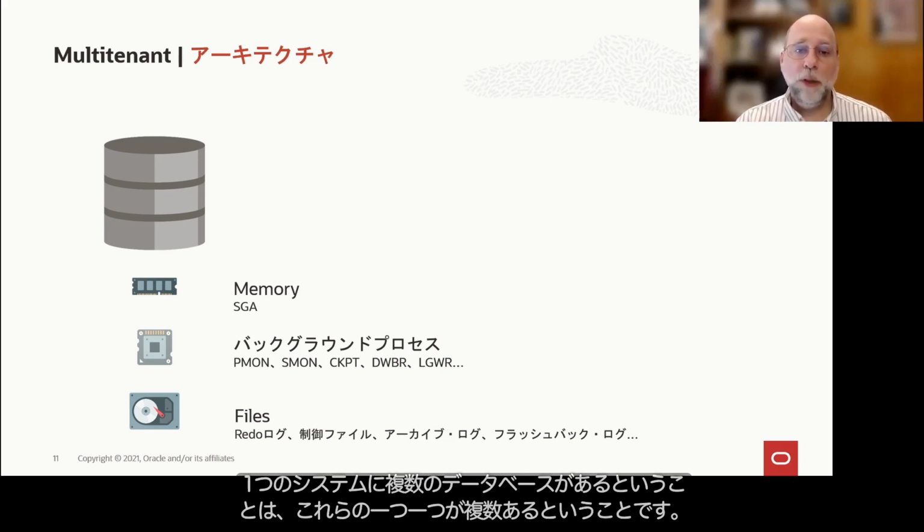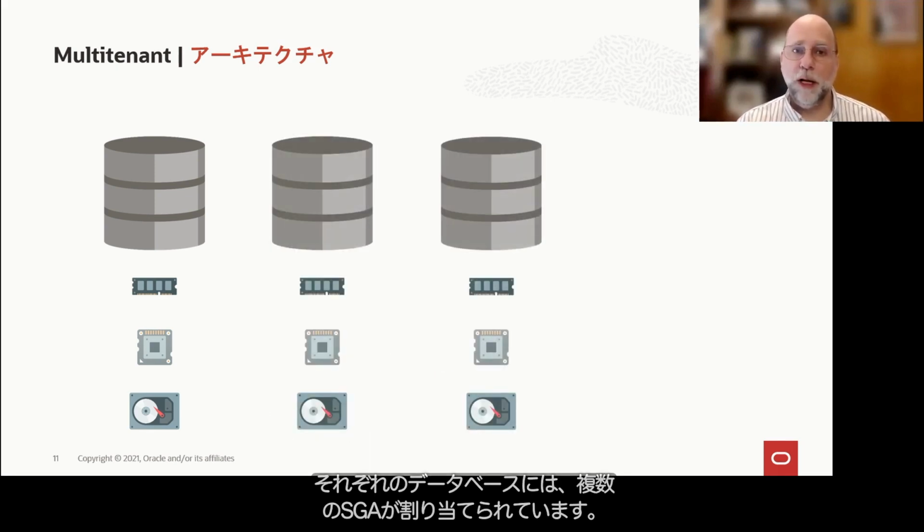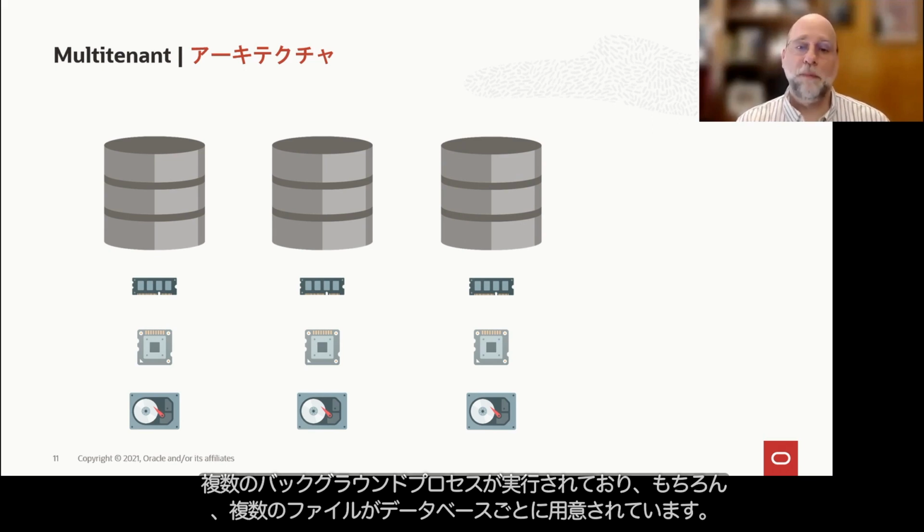If you have multiple databases on a system, that means you have multiples of every single one of these. You have multiple SGAs allocated for every one of those databases. You have multiple sets of background processes running, and of course, multiple sets of files, one for each database.